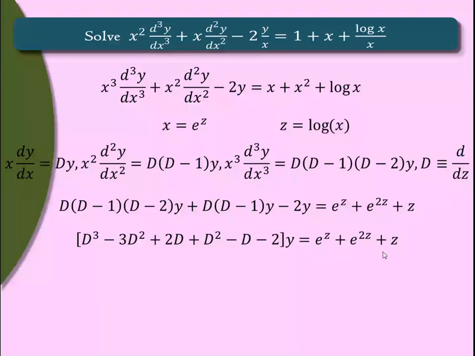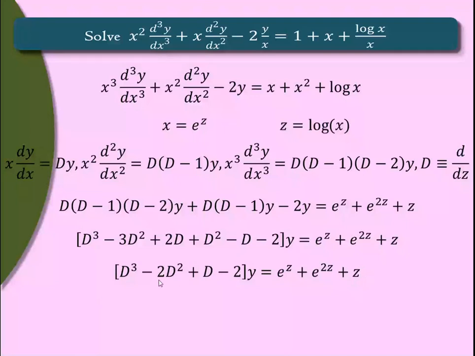Okay. Now, simplify it, collect D square terms together, D terms together. So it becomes D cube minus 2D square plus D minus 2 y is equal to e raised to z plus e raised to 2z plus z. Now, we know how to solve this. This is the differential equation with constant coefficient, and it can be solved by considering yc plus yp.